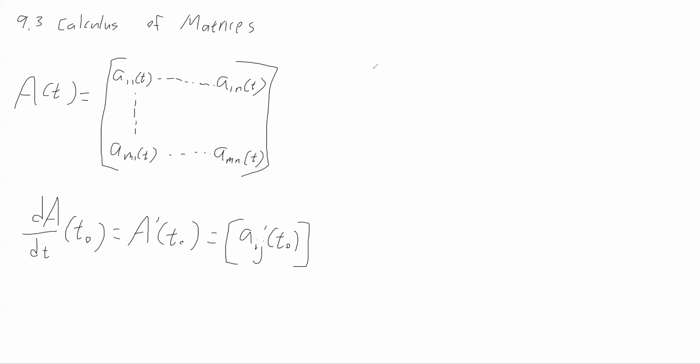And then the antiderivative, the integral going from a to b of the matrix A of t dt, is defined similar to differentiation. You take the integral going from a to b of each entry, a_ij of t dt. That's it. Okay, so let's just take a look at some examples.